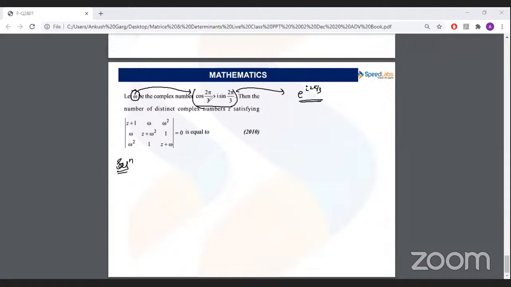So here it is given that omega is a cube root of unity. So 1 plus omega plus omega square is equal to 0, and omega cube is equal to 1. These two are very important relations. So can you simply apply an operation?